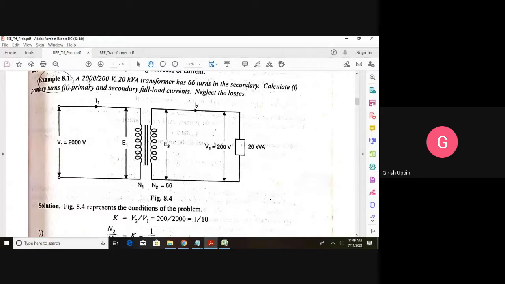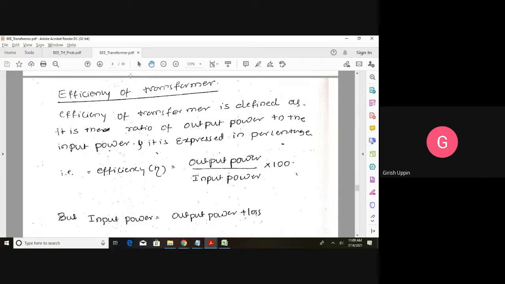Now, what is this value? This is V1, this is V2, and full load kVA is 20,000 volt amperes. Then 66 turns on the secondary, that is N2. What we have to find first is N1. Because we neglect the losses, or even if they don't specify that, you can assume it as an ideal transformer. In the case of an ideal transformer, we know that E2 by E1 is equal to V2 by V1 is equal to N2 by N1. So just now we saw that.